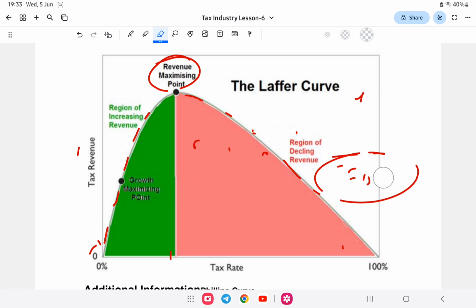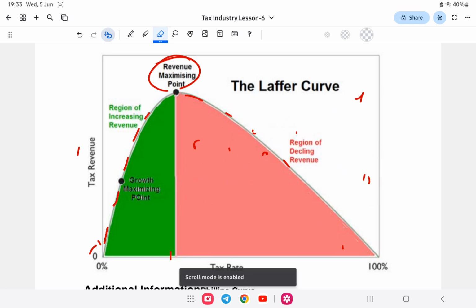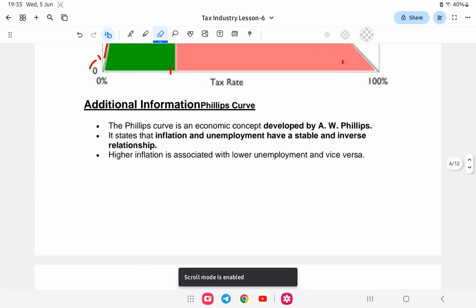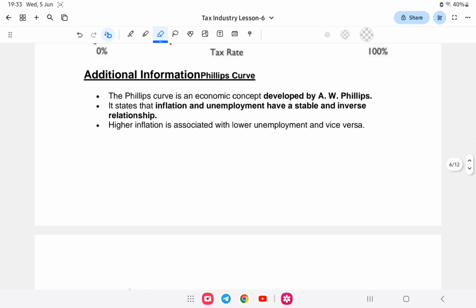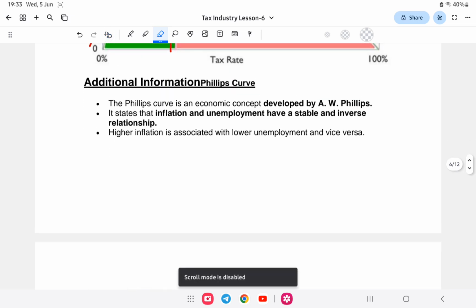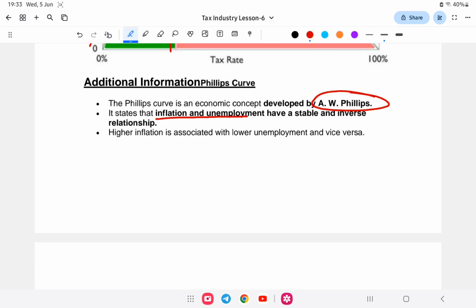So I hope you all have understood this. Next question, next is the Phillips curve. A. W. Phillips stated that inflation and unemployment have a stable and inverse relationship. Higher inflation, the lower the unemployment, and vice versa.